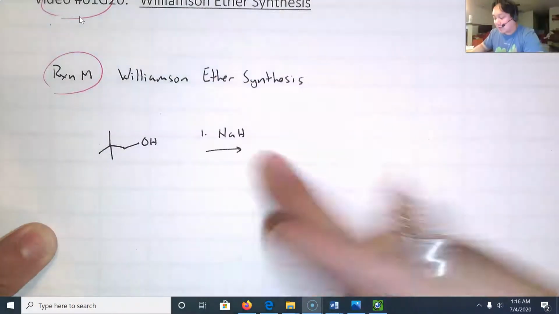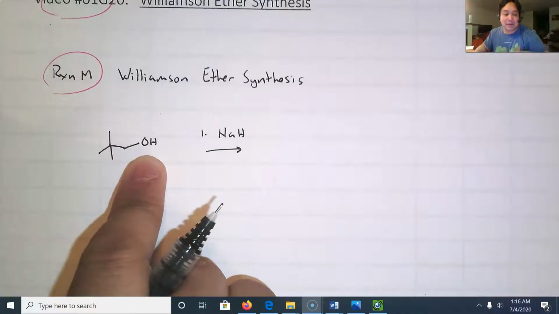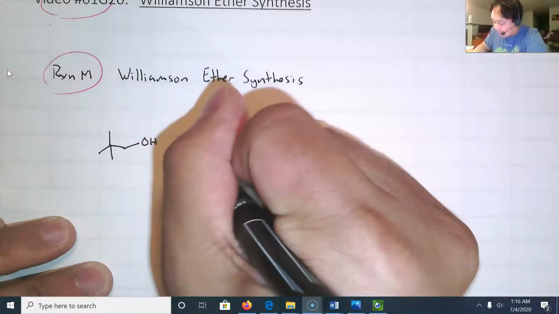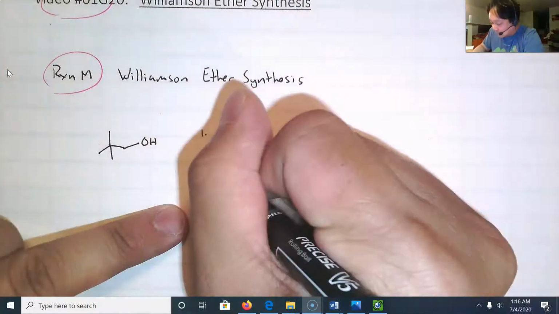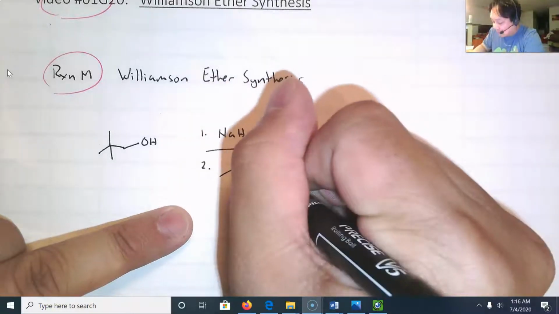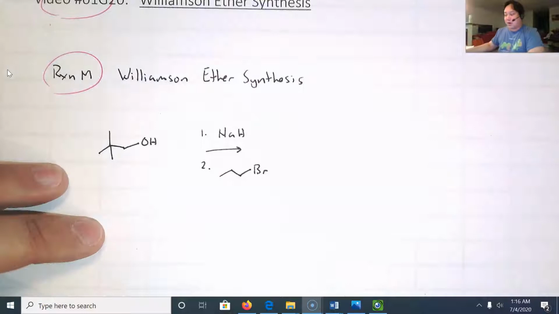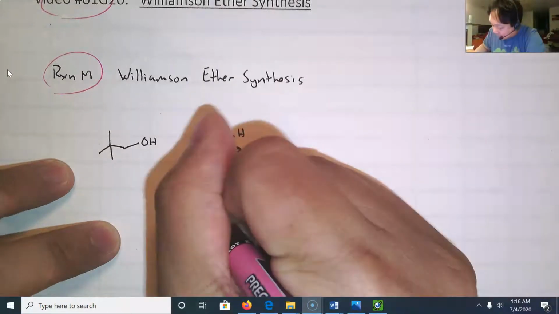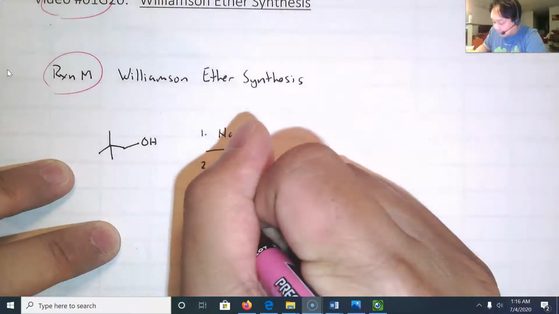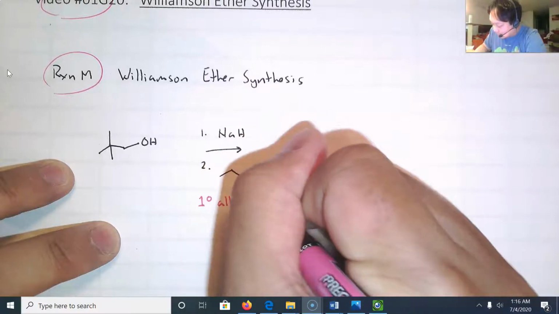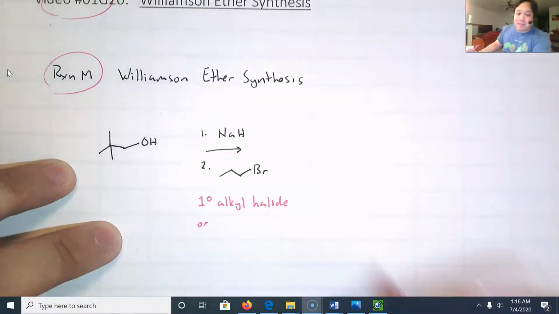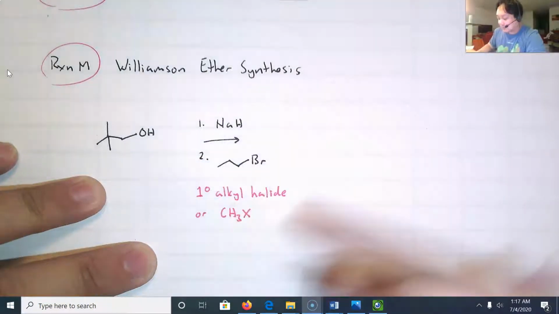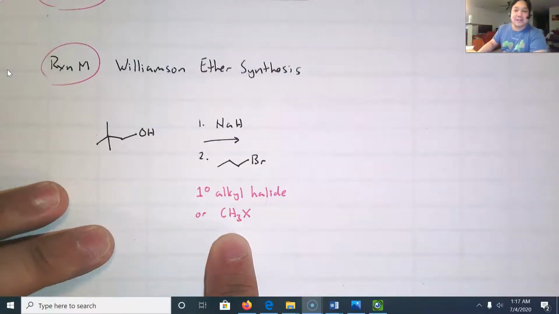If you think about what's going to happen in the first reaction, we're just going to deprotonate the hydroxyl group and get the O-, the alkoxide. And then that alkoxide is going to attack an alkyl halide. And this is where we want to be sure that the alkyl halide is either primary or a methyl halide. So that's the requirement for Williamson ether synthesis, that the alkyl halide has to be a primary alkyl halide or a methyl halide, or we could just represent that with CH3X, CH3Br, or CH3Cl.